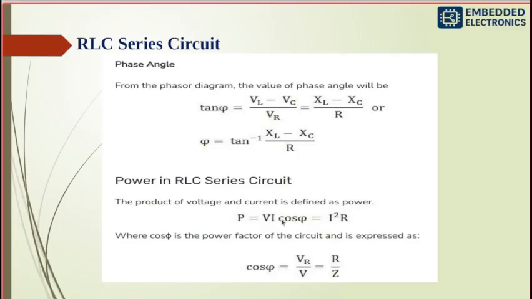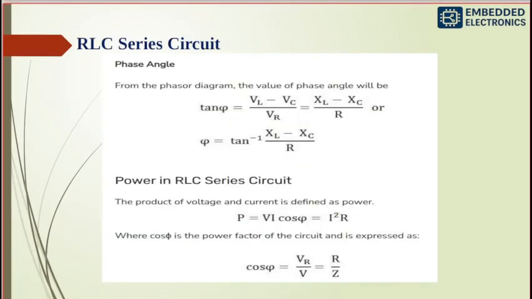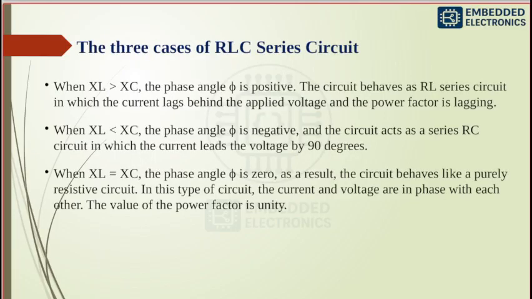Power means VI cos phi. So substitute V and I values, then you will get the value of power. Power factor means cos phi. So in this, cos phi is nothing but VR divided by V. That is nothing but IR divided by IZ. I cancels, then you will get R by Z.